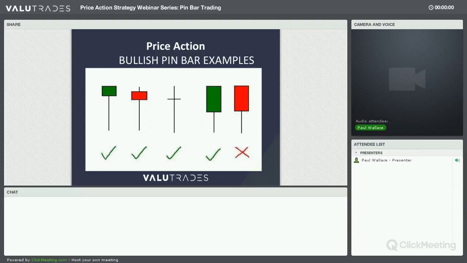So here's part of a chart with some bullish pin bar examples. Why is it bullish? Because we expect price to go north once we see this. Here's a great example. What we're seeing is a nice small body with a really long wick. We can see that here on these other two examples.